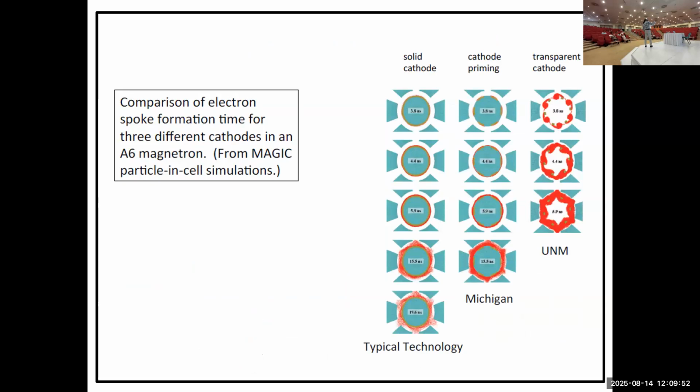There's another idea of priming from Michigan. It didn't work in experiment at all, but their simulation shows some promise, but still the transparent cathode worked. Look here: at the same time, the transparent cathode starts forming the spokes at an early time, and at 5 or 6 nanoseconds you have all the spokes formed, but the solid cathode is still trying to start debunching.